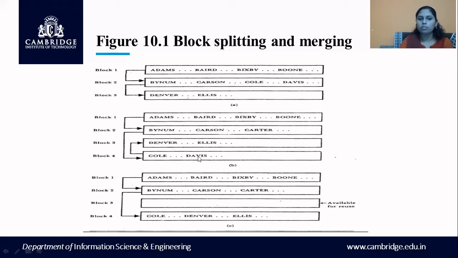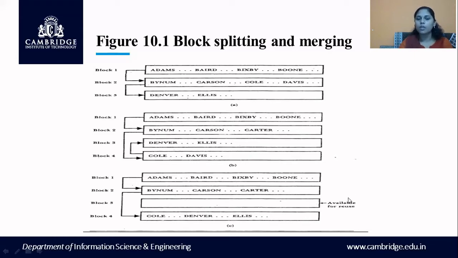So now we are going to merge two consecutive blocks. Which blocks are we going to merge? Block number 4 and block number 3. We can't merge block number 2 and 4 because it will again cause an overflow condition. So I'll merge block number 3 and block number 4. If Davis is deleted, Cole, Denver and Ellis are added to block number 4. Now block number 3 is empty. It is available for reuse for any other purpose. This is called block merging.